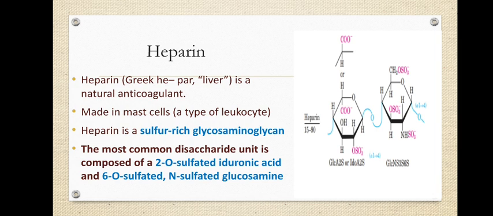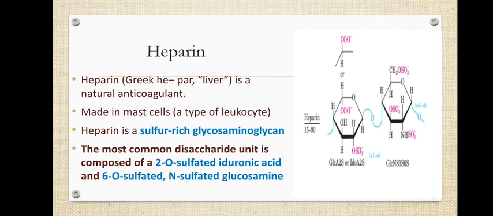The next type of polysaccharide we will be discussing today is heparin. Heparin gets its name from Greek. Hepar means liver. This is a natural anticoagulant. Heparin is a natural anticoagulant. That means it prevents coagulation of the blood, and it is made in mast cells.